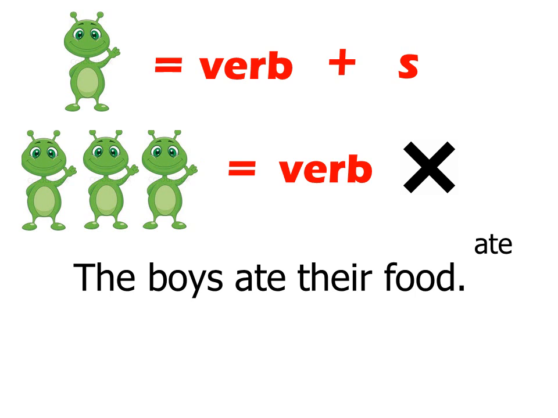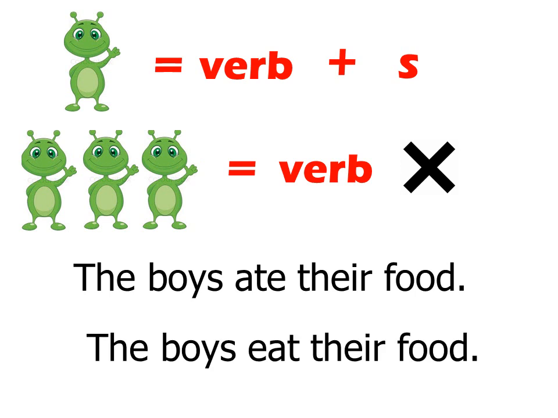The boys means there's two or more boys. So the rule says if there's two or more people in my sentence, then I must find the verb, but it does not get an S. So my verb is going to change to eat. My sentence is going to be the boys eat their food. So remember, grade twos, one person, find the verb and add an S. Two or more people, find the verb, but don't add an S.